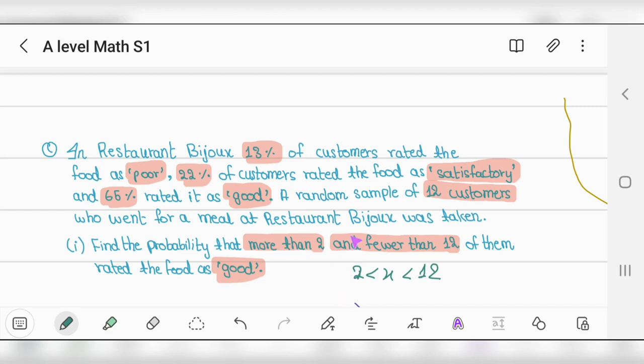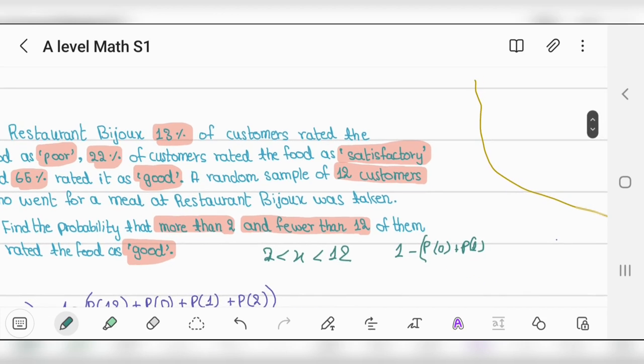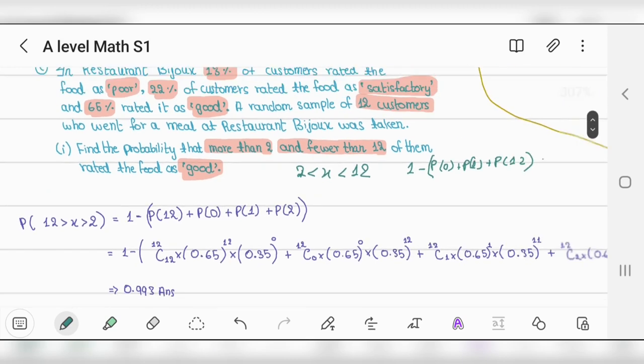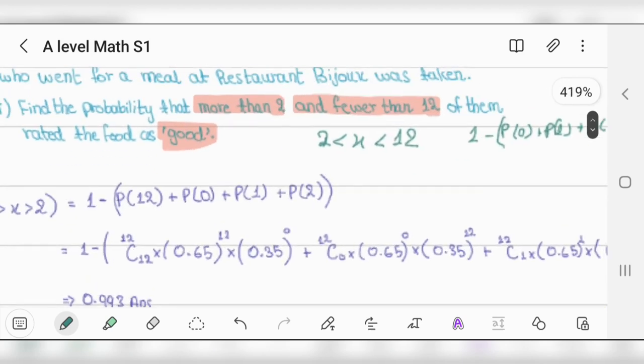Okay, now to have this, we can just say 1 minus P of 0, P of 1. Since there are 12 customers, you also have P of 12. I think you will get this: 0, 1, 2, 12. Yeah, this is how you can do it, this is how you get the answer.